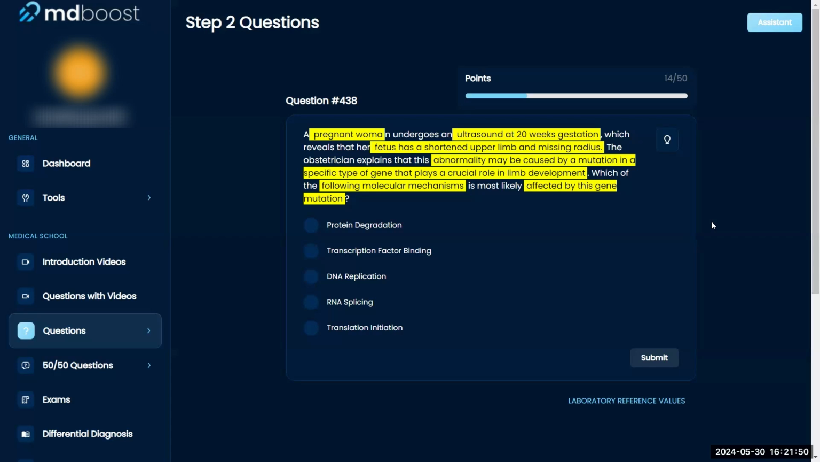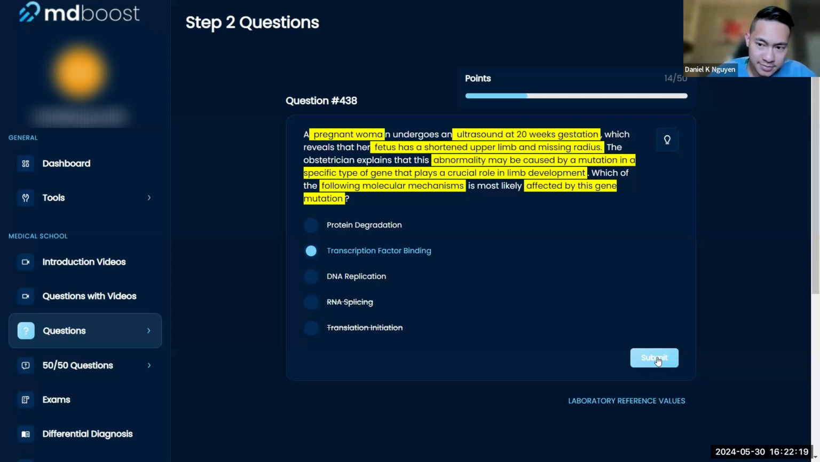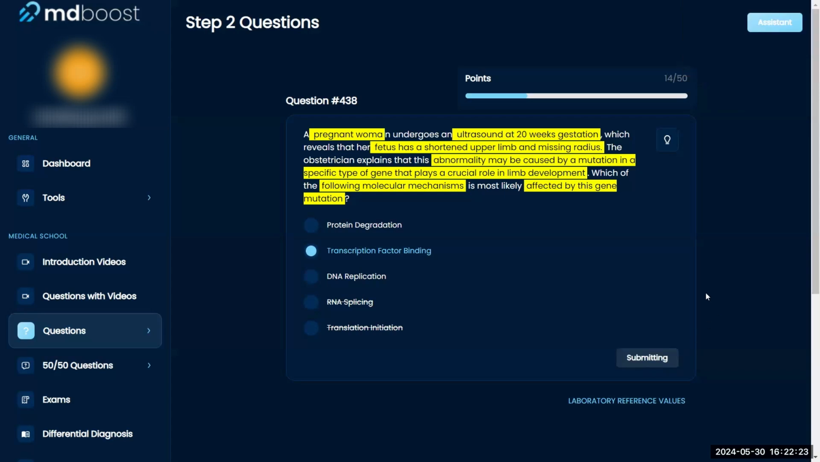Small little factoid. Again, I think it's the FGF related thing that I was talking about in the last one, but if it's not developing this, I don't think it's RNA splicing, protein degradation, or translation initiation. I feel like usually when it's related to this stuff, it's usually transcription factor binding, maybe. Final answer. That's what we're going with, yeah? Yes. All right. Fine.